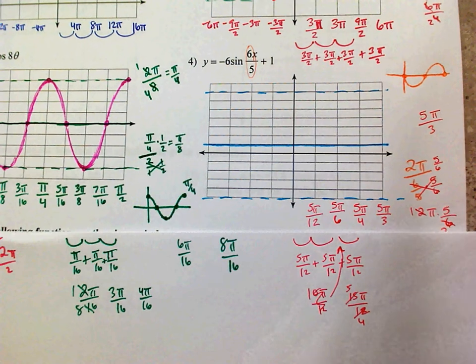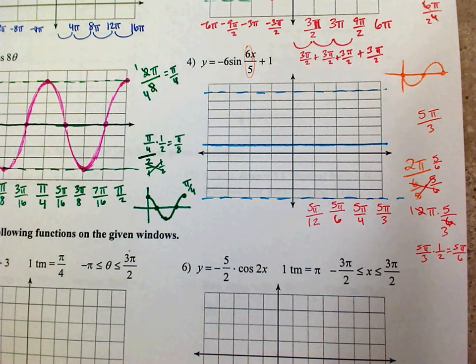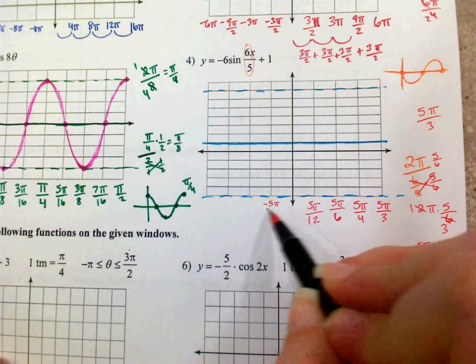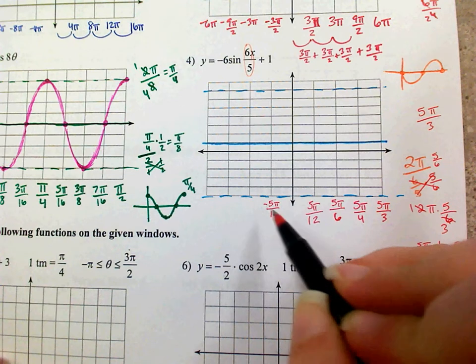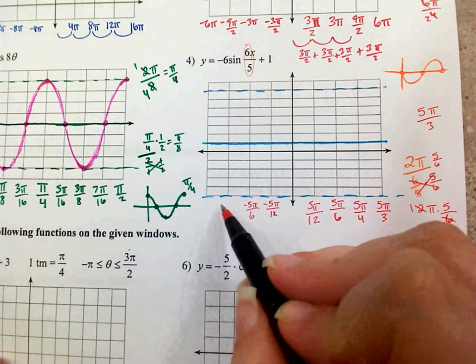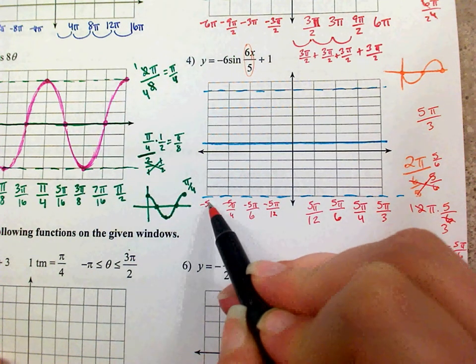Okay? So I'm going to graph going the other way now. Or label going the other way. Negative 5 pi over 12. Negative 5 pi over 6. Negative 5 pi over 4. And negative 5 pi over 30.